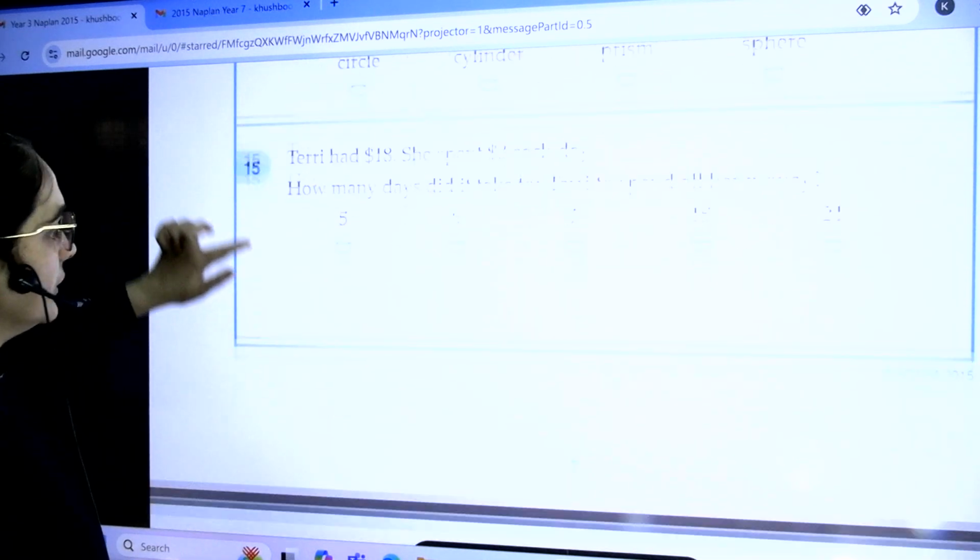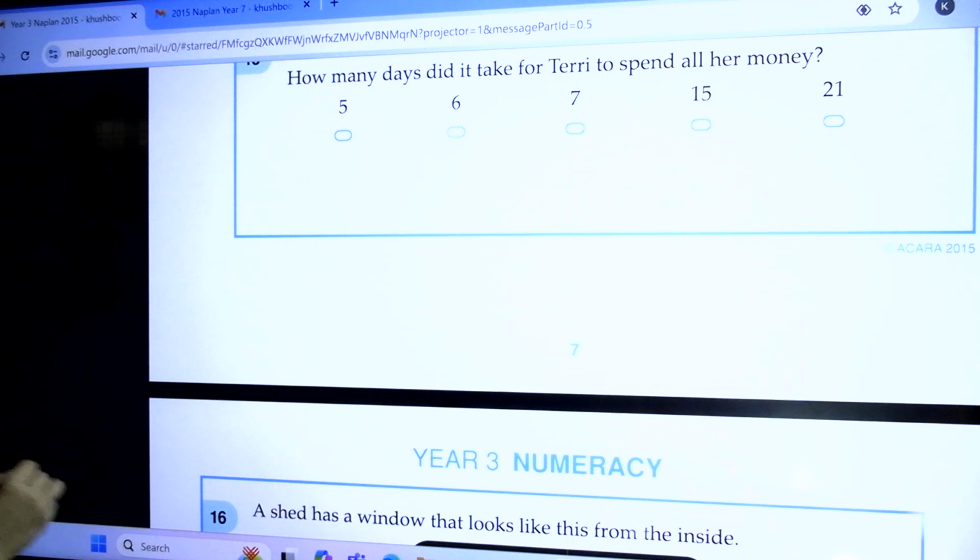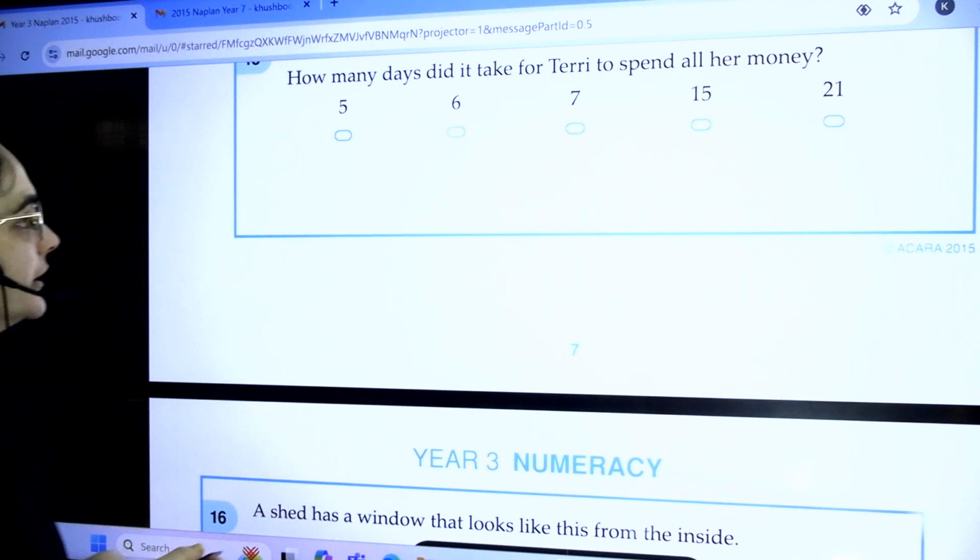Okay, let me just write more clearly here. Okay, so she started with $18.